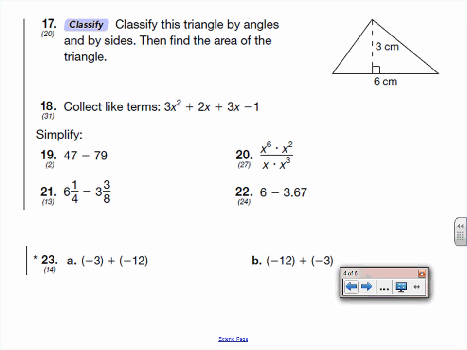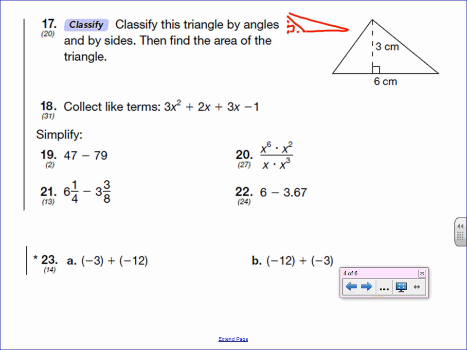Classify this triangle by angles and by sides. Then find the area of the triangle. Well, since they're showing us that the height of the triangle does not include these two sides, we know that it can't be a right triangle. And since the height of the triangle is inside, instead of being on the outside, as it would be in an obtuse triangle, they would show us the height right here on the outside.